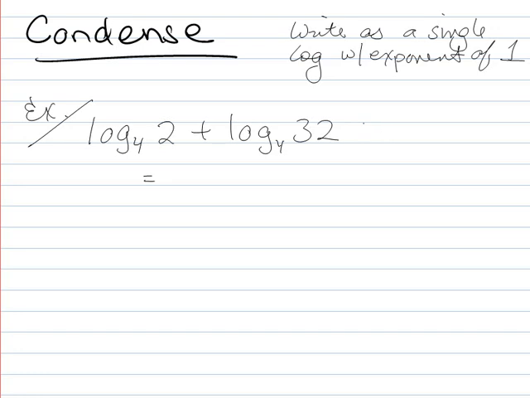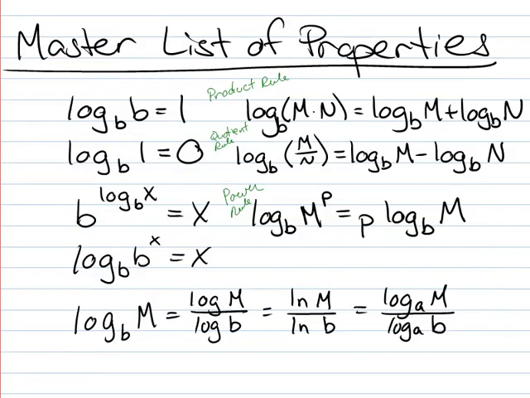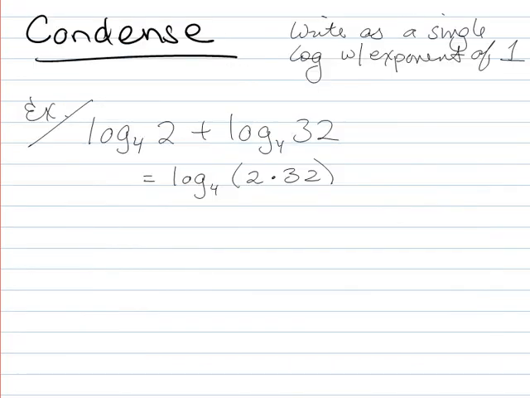So which one are we going to use here? We're going to use the product rule, right? So log base 4 of 2 plus log base 4 of 32 is the same thing as log base 4 of 2 times 32. So basically we're taking this rule and applying it going this direction. We're applying it backwards. So log base 4 of 64.